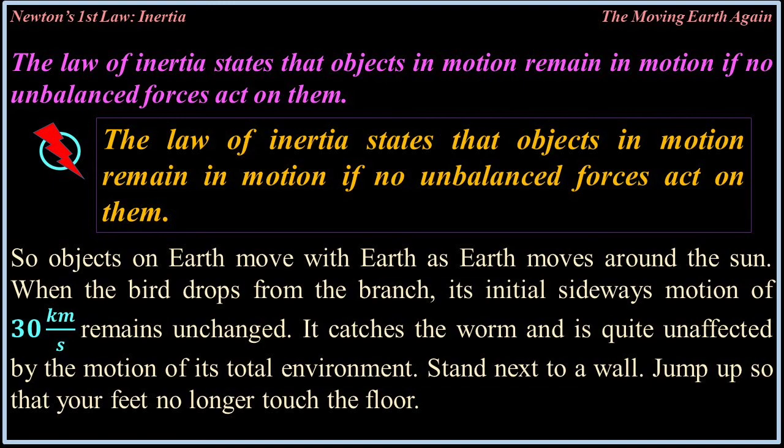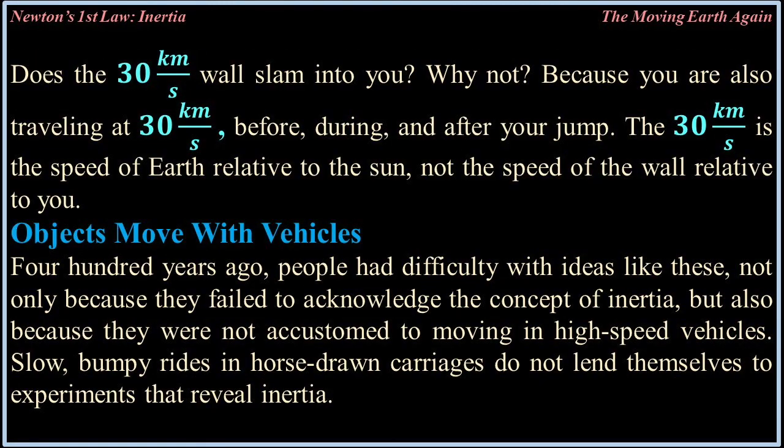Stand next to a wall. Jump up so that your feet no longer touch the floor. Does the 30 kilometer per second wall slam into you? Why not? Because you are also traveling at 30 kilometers per second. Before, during, and after you jump, the 30 kilometers per second is the speed of Earth relative to the sun, not the speed of the wall relative to you.